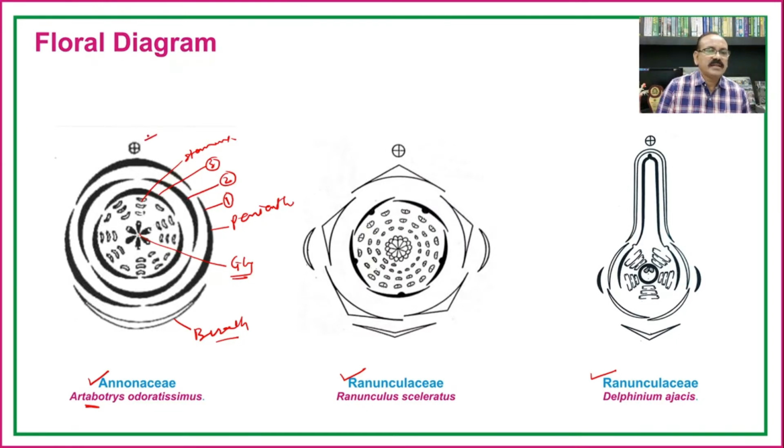Then flowers are actinomorphic. So in this way, we can draw the floral diagram of the Artabotrys, in which the flower is bracteate, the perianth is present in three different whorls of three each. Then there are numerous stamens which are free and arranged in a whorl. Then presence of many carpels in the center with the placentation.